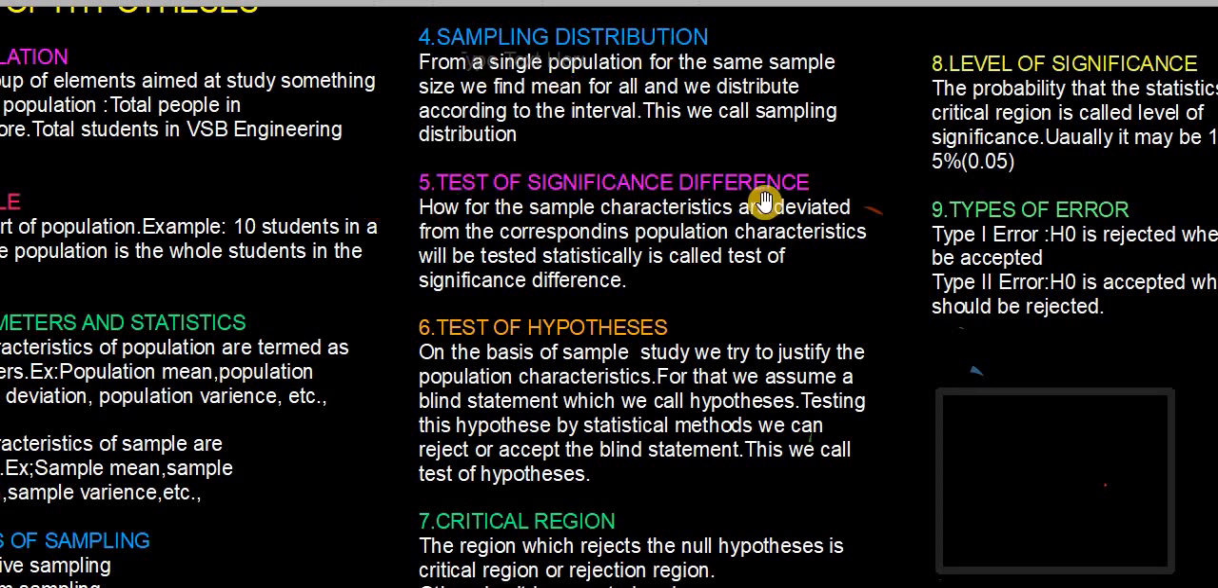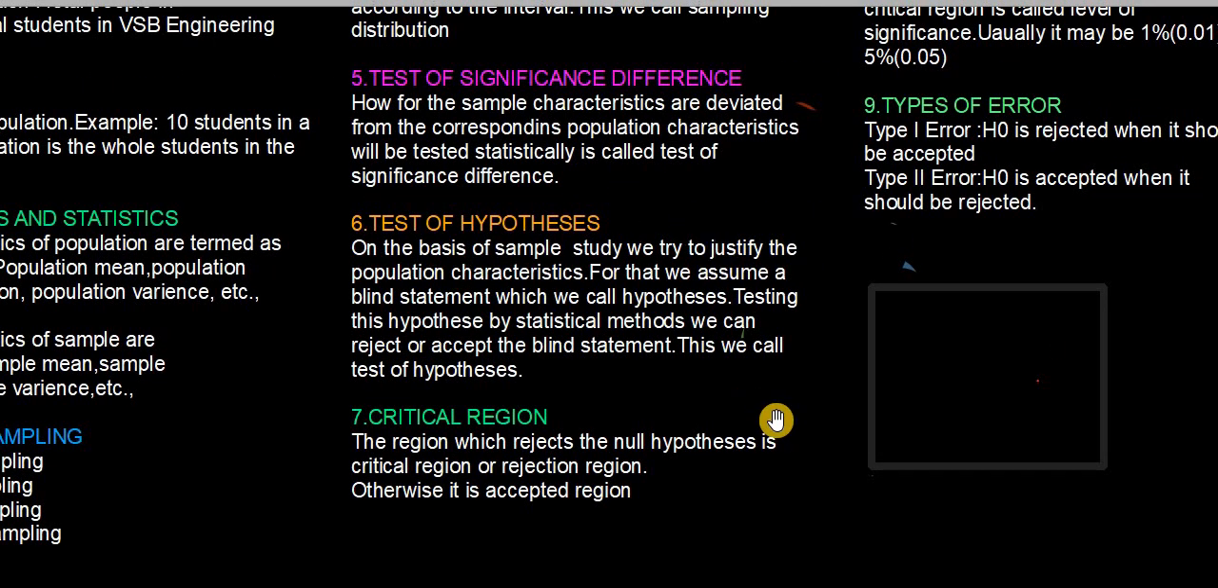Next one is test of significance difference. Usually we extend the sample characteristic to the population. Sometimes the sample characteristic may be equal to the population characteristics, but this is not the case always. Sometimes the sample characteristics may be different from the population characteristics. There may be a big difference between sample study and population study, and that we are studying, that is called test of significance. And next one is test of hypothesis. To extend the sample study to the population study, we have to make a blind statement on which we have to apply the statistical method. At last we can accept the blind idea or reject the blind idea. The totality is called test of hypothesis.